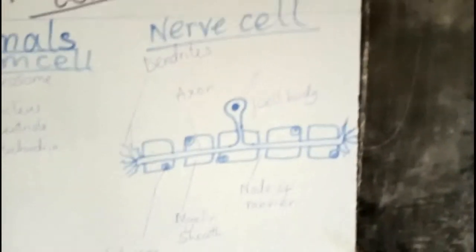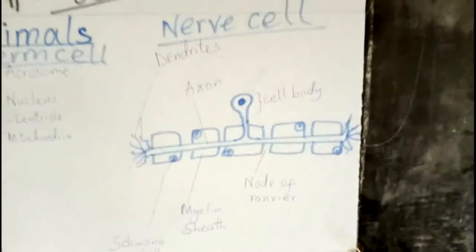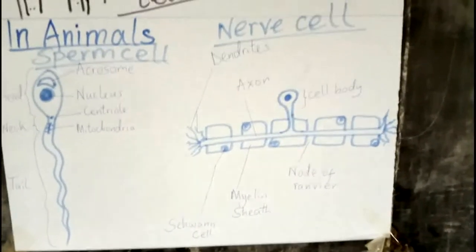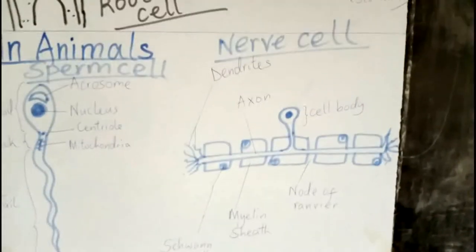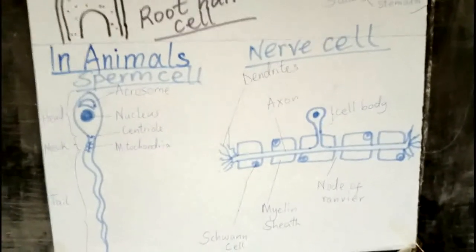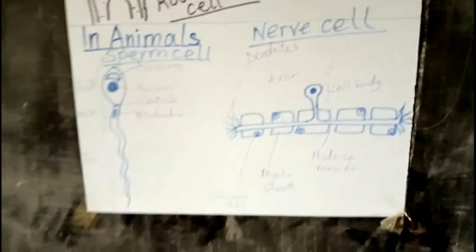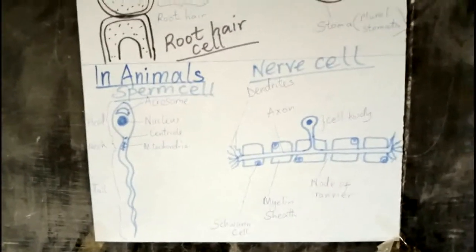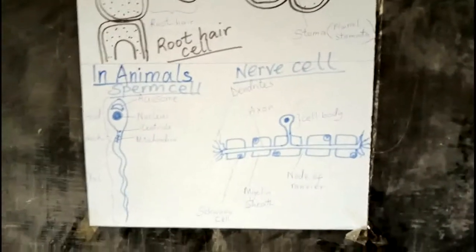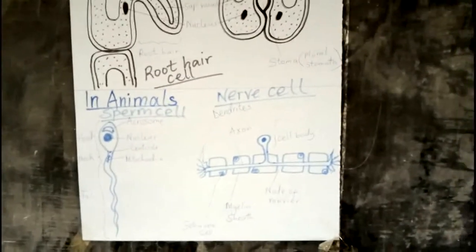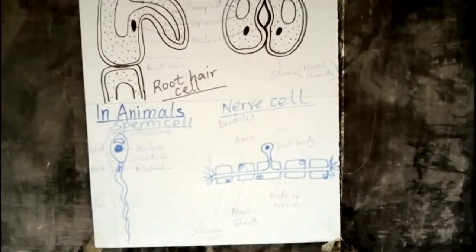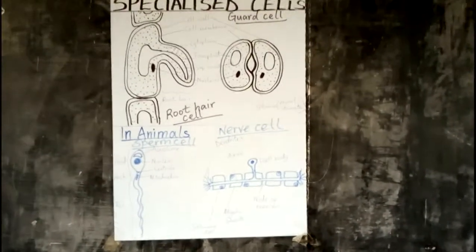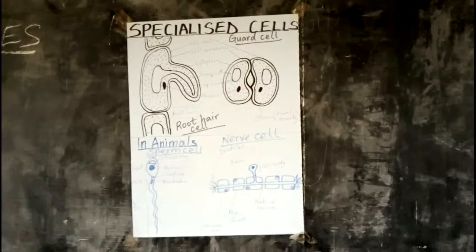The function of the nerve cell is to transmit nerve impulses from the sensory organs to the central nervous system. Sensory organs refer to all the other organs that you know. That is the eye, the ear, the skin, all the other organs that can be able to receive a stimulus which can be transmitted to the central nervous system. They also transmit impulses away from the central nervous system.